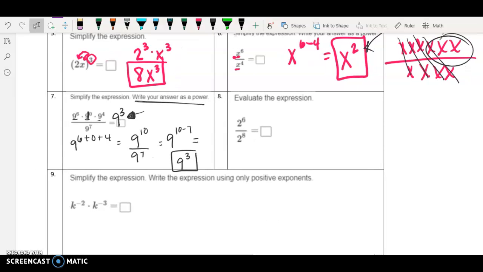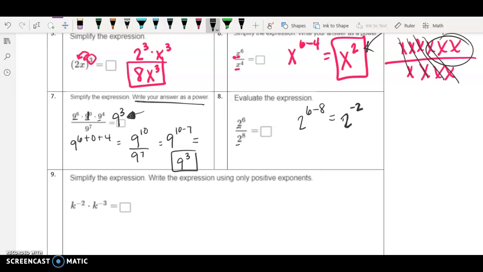All right, number 8, evaluate the expression. So we are going to subtract because our bases are the same. So 2 to the 6 minus 8, and that gives us 2 to the negative 2.